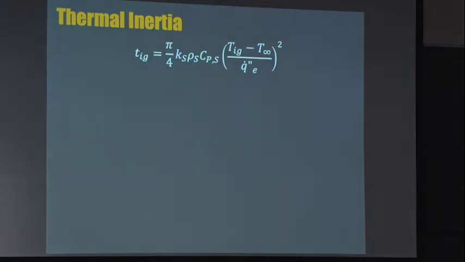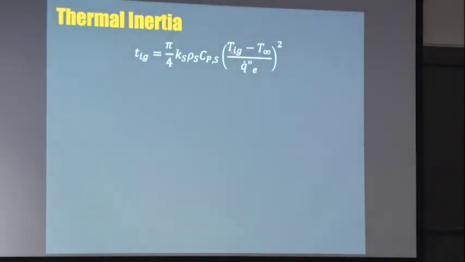So now I have T ignition. I know what the external heat flux is for each of my data points. I know what the equation is. I made my equation solving the heat transfer equation, and I'm going to fit the data to that equation. Okay? How are you going to do that?